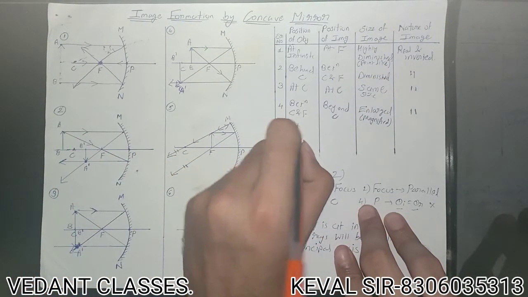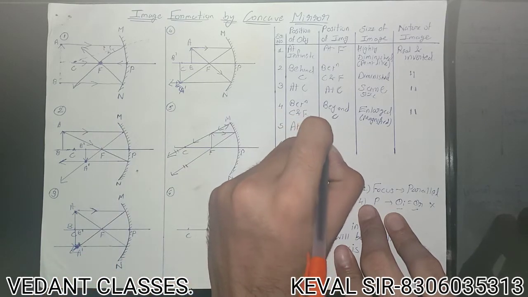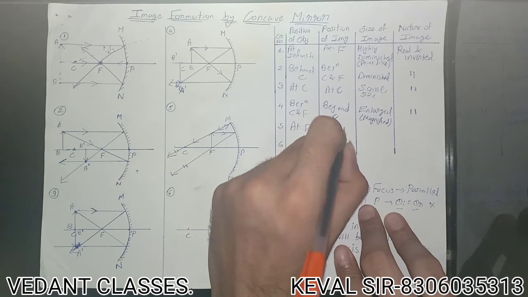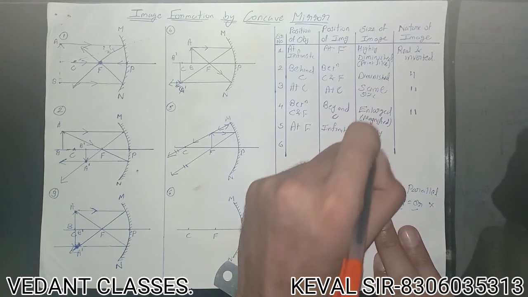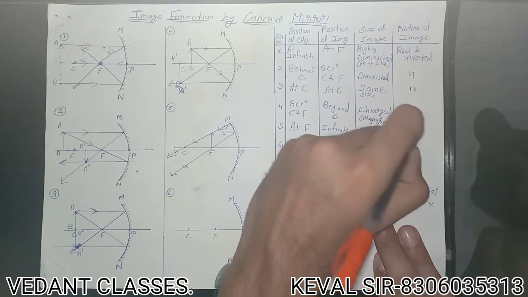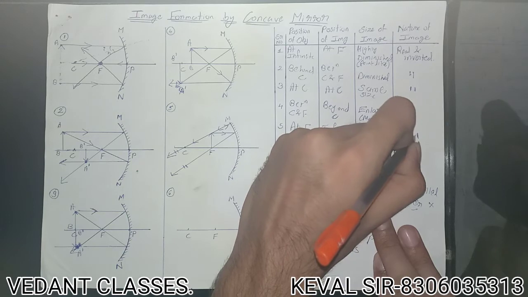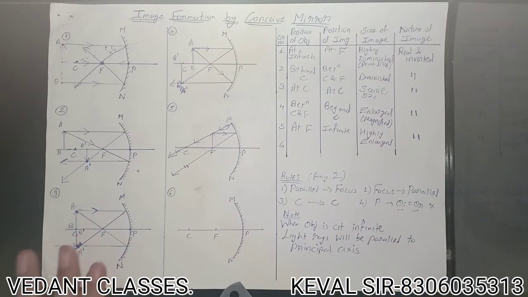So if you place the object at F, then the position of the image will be at infinity. Okay. And here you will get a highly enlarged image. Okay. Again it will be assumed to meet at some point at infinite distance. So here a real and inverted image will be formed. Okay. So now let's see the last case.